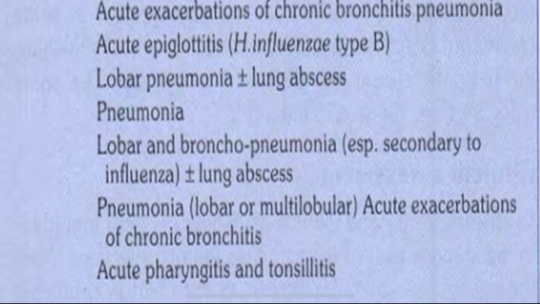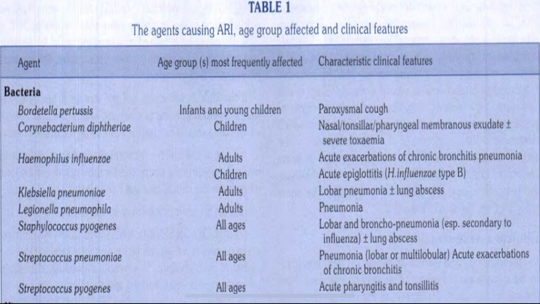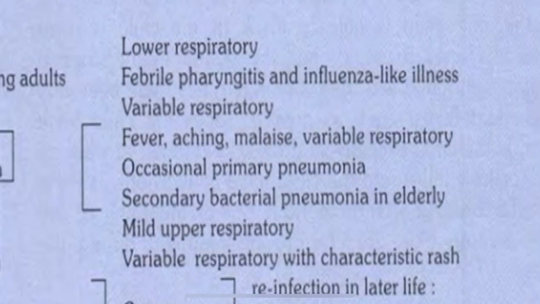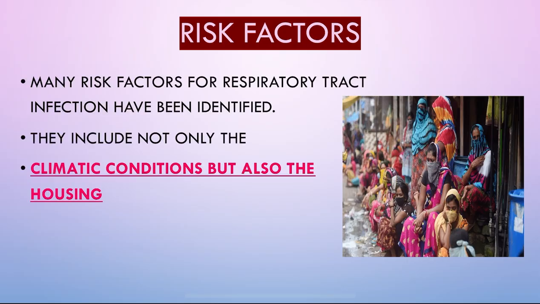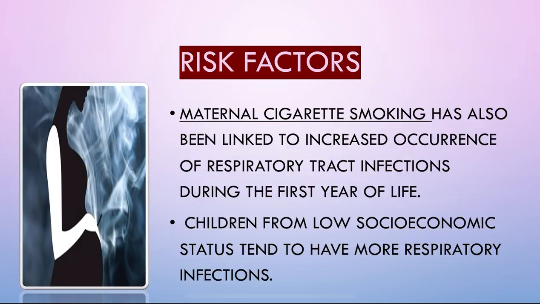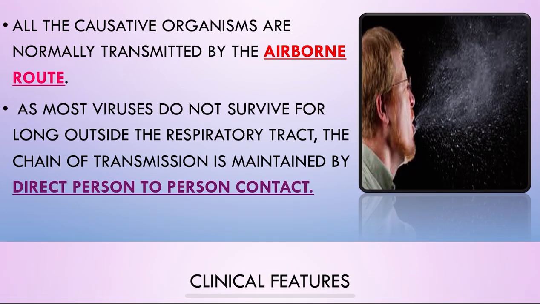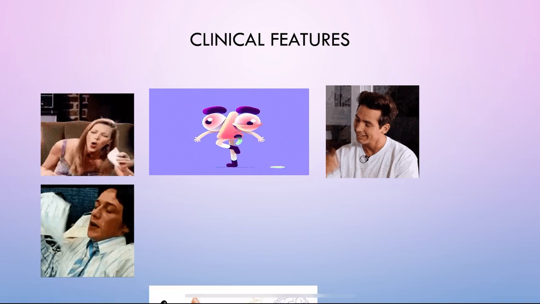The patient can present with severe manifestations. Under the heading of severe manifestations, you can note down lobar pneumonia, bronchopneumonia, then the other things, fever, malaise, influenza-like illnesses, bronchiolitis, common cold, etc. Is it clear now? So the clinical features are very clear. Let's move further to the clinical assessment.